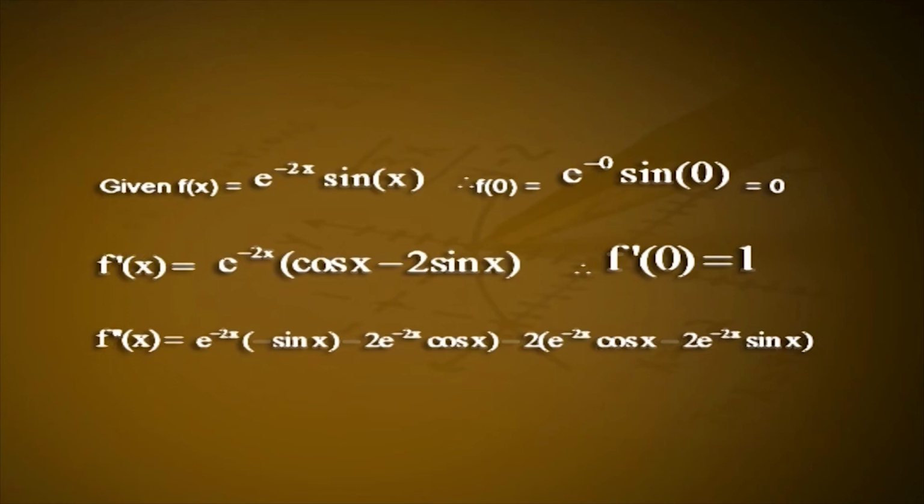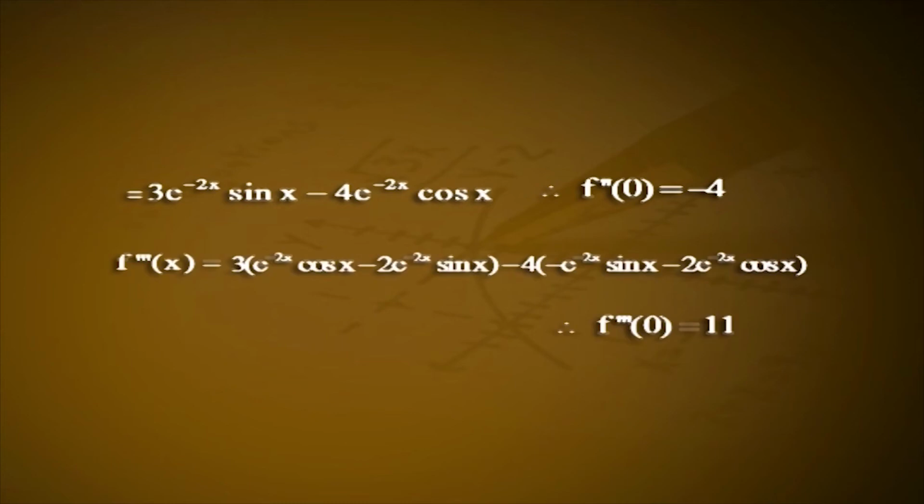f''(x) = e^(-2x)(-sin x) - 2e^(-2x) cos x - 2e^(-2x) cos x + 4e^(-2x) sin x, which is equal to 3e^(-2x) sin x - 4e^(-2x) cos x. Therefore, f''(0) = -4.